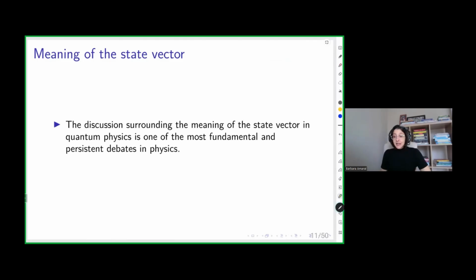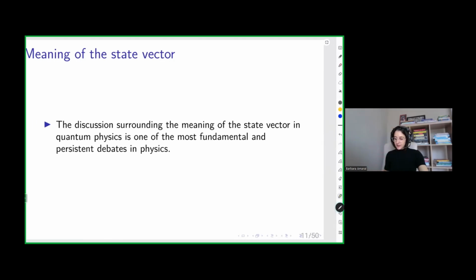So there is a big discussion surrounding the meaning of the state vector in quantum physics. And this is one of the greatest debates in the history of physics, and it is far from being settled. And although we have had a lot of progress, we will go into that a little bit later in our course, but now just a small note on it.